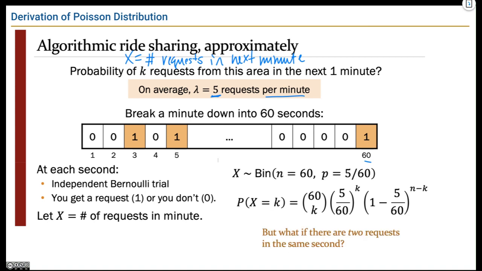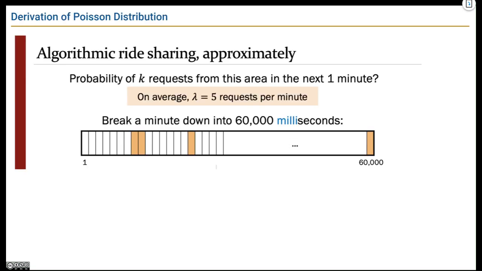But then you could ask, what if there are 2 requests in the same second? Then this model doesn't work. And I answer, oh, have no fear. We could actually break this up. What if we break up a minute into milliseconds? Okay, so now I have even tinier intervals.